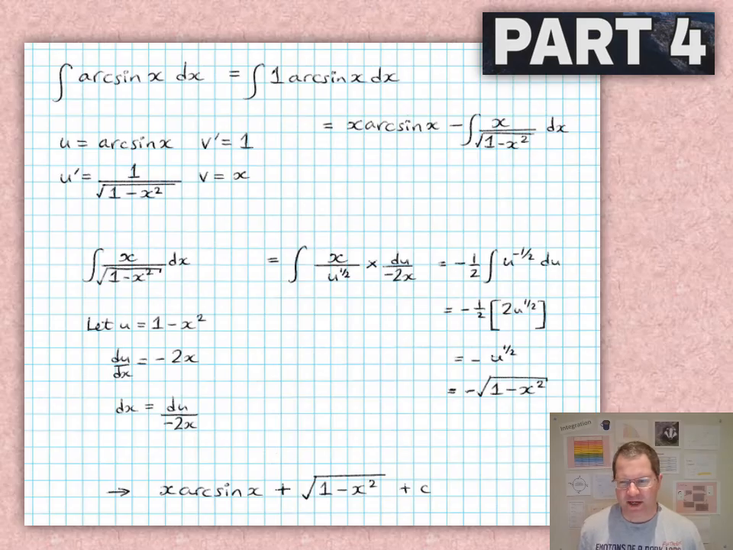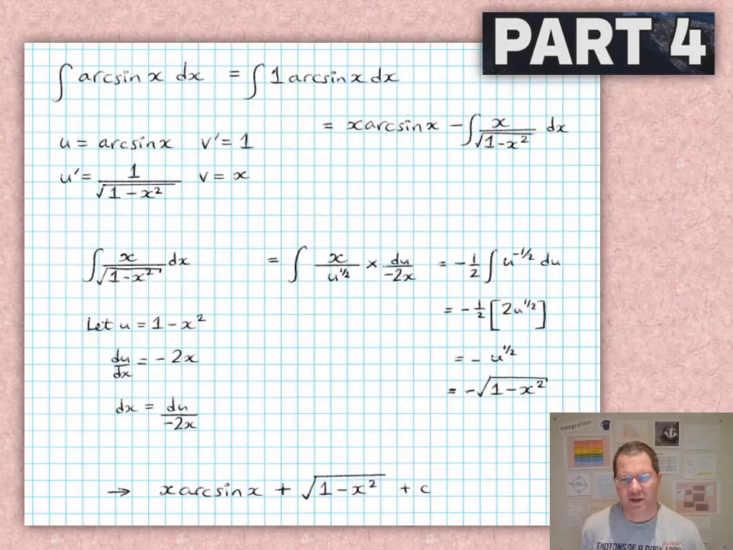Now I've got the same problem as I had in part 3, but if I write v dash as arcsine x, I'd need to integrate it, and I don't know what the integral of arcsine x is. It's the whole point of the question. So I'm going to write u equals arcsine x, and as we saw when we were doing the inverse trig differentials, u dash is therefore going to be 1 over the square root of 1 minus x squared. Also, we're going to have v dash as 1, which means that v equals x.